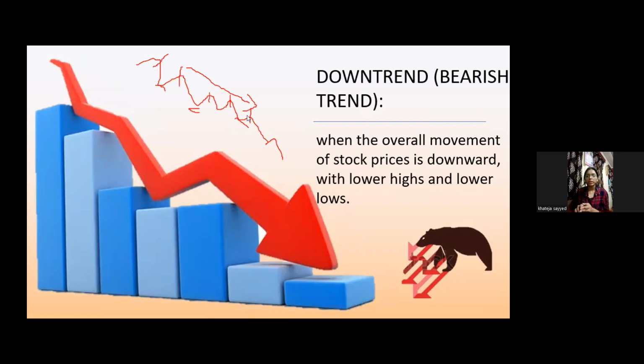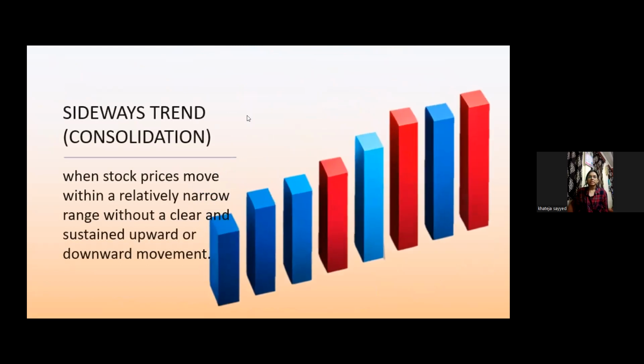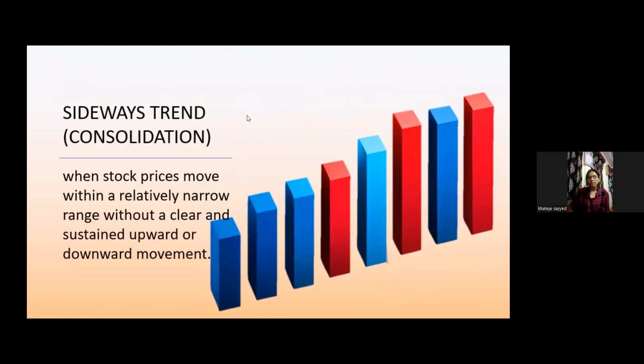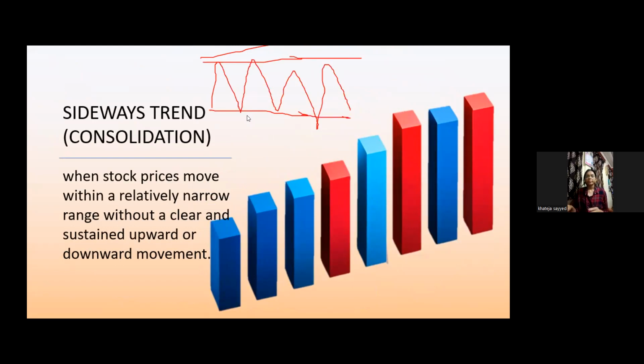That was about the downtrend, that is the bearish trend. Next is the sideways trend, also known as consolidation. Here the price chart does not go up nor downwards, so it stays in a parallel line. Let's say that this is the line, and the stock is going in such a pattern. So this will be considered as a sideways trend. There are no higher highs and higher lows, or lower highs and lower lows, for this trend.